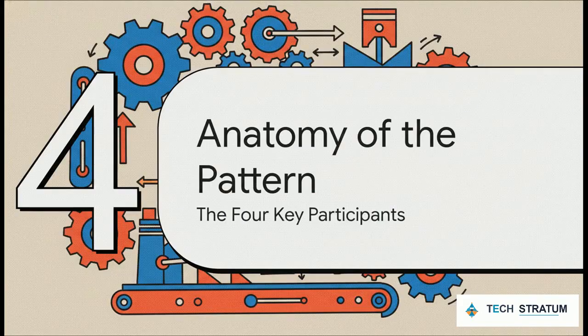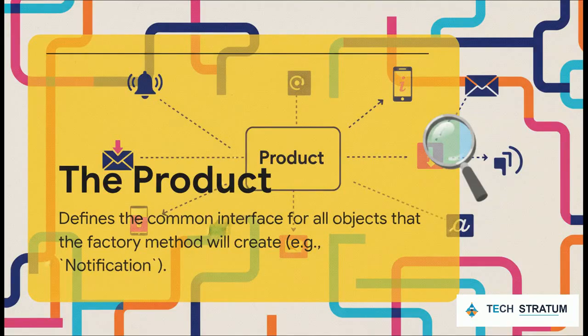Okay, to really get this, we need to look under the hood. So let's break down the anatomy of the pattern. There are 4 key players here that you need to know. First up, we have the product. This is basically the contract. It's an interface or an abstract class that says, hey, whatever object we create, it's guaranteed to have these methods. So in our example, it's a generic notification interface that has a send method.